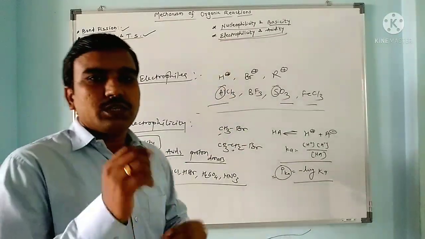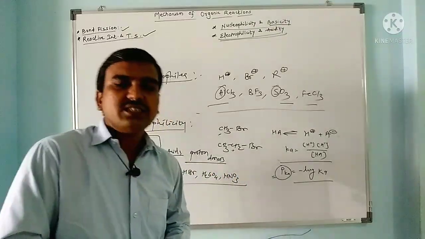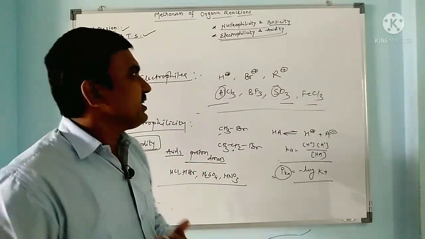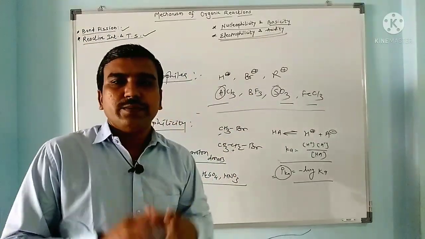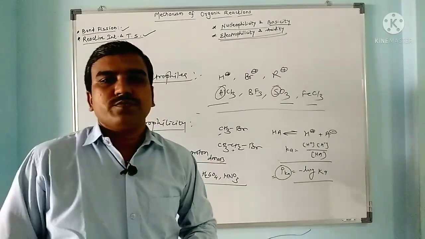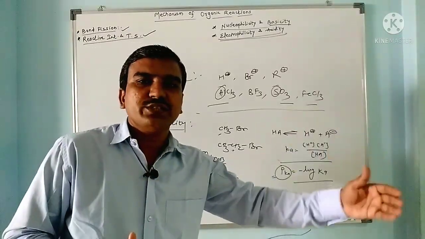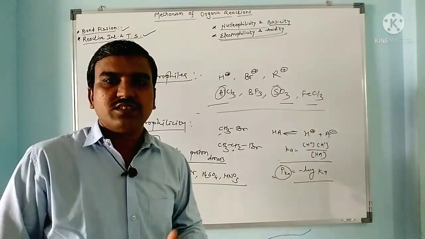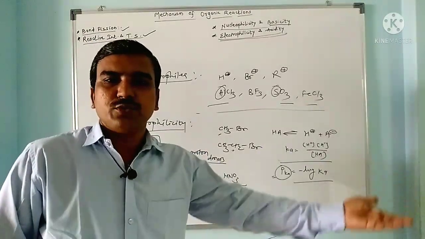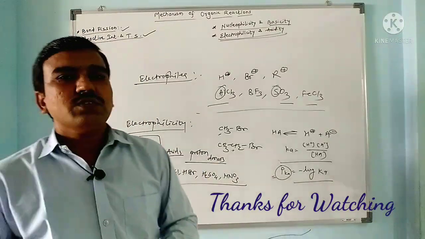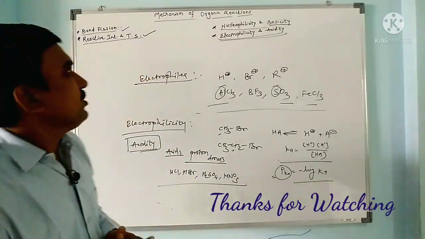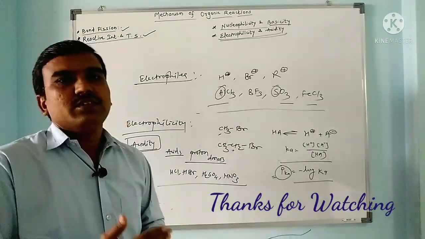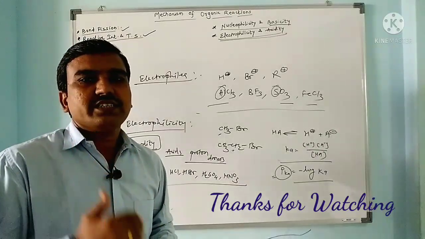Electrophiles are electron deficient species, and electrophilicity is the tendency or ability to accept an electron pair, while acidity is the ability to give a proton. It is how fast it donates a proton, and acids are the substances which donate protons. In this way we have seen the basics of organic reaction mechanism. These are the important things for understanding reaction mechanisms.